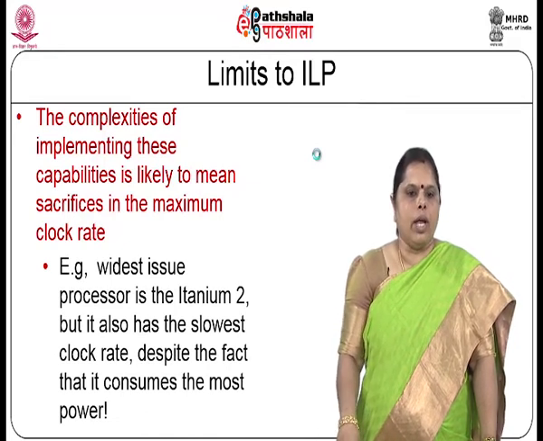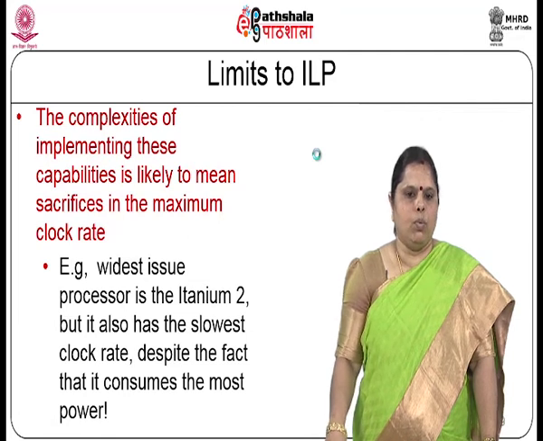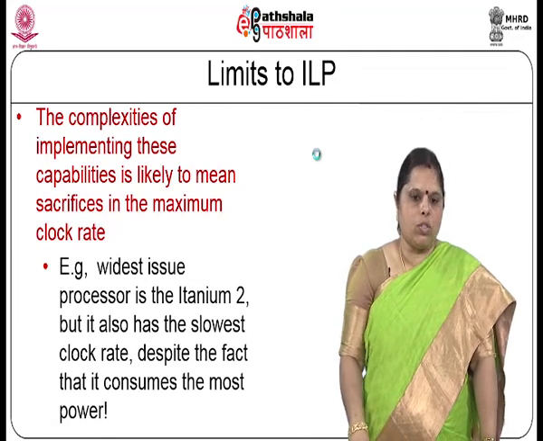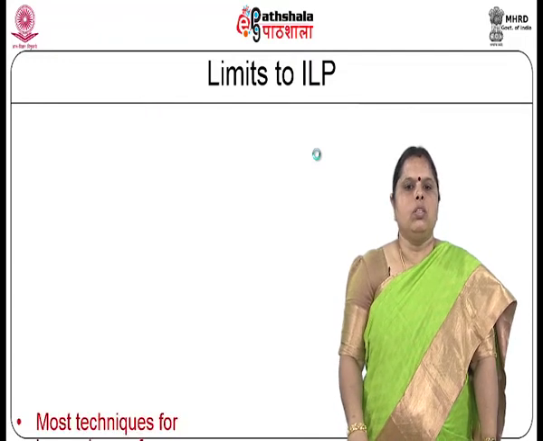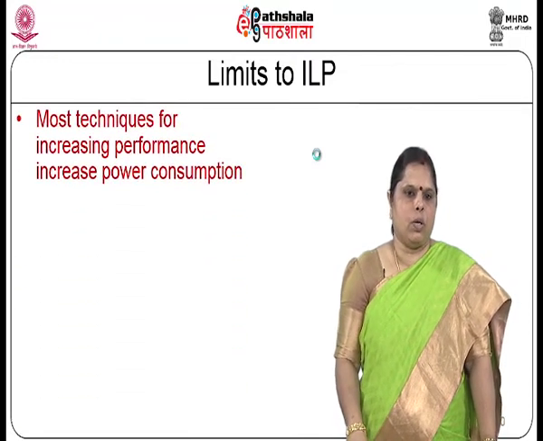For example, the widest issue processor is the Itanium 2, but it also has the slowest clock rate, despite the fact that it consumes the most power. So, all this leads to a lot of limitation with respect to ILP.